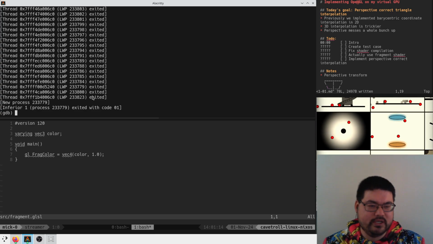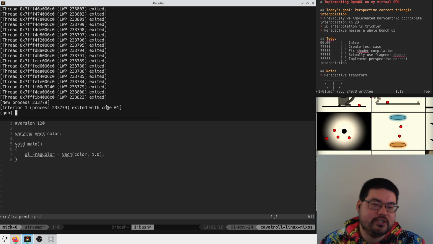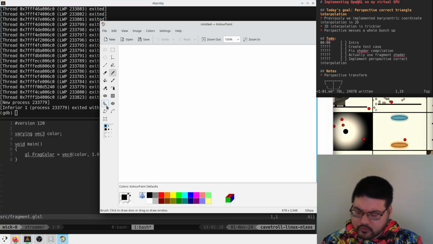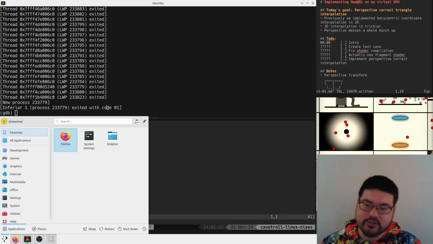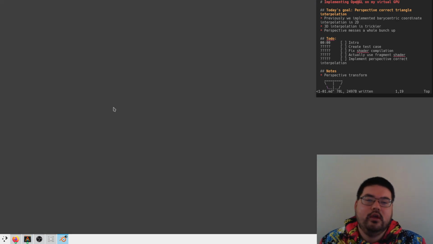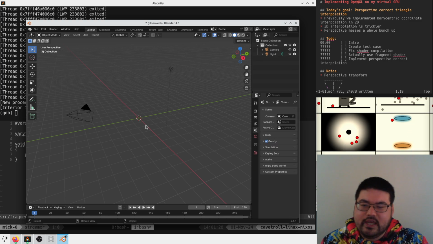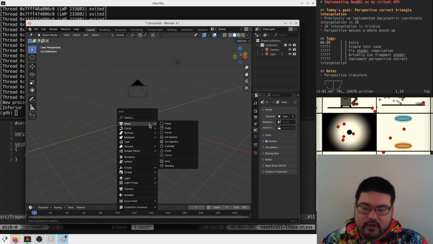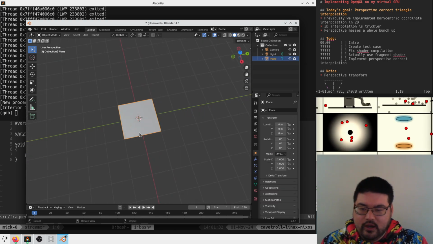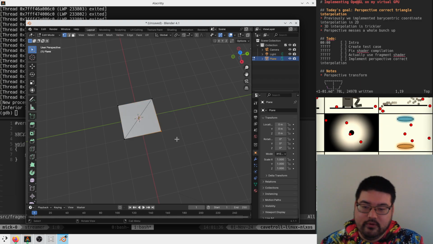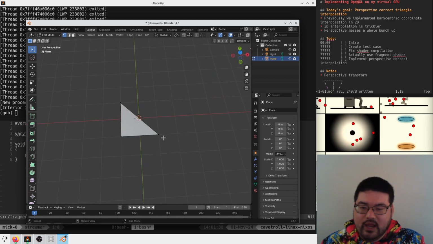But the problem with what we did yesterday is that the interpolation of those colors does not take perspective into account. So I think the easiest way to show this is going to be to open up Blender. And let's just kind of show you what I'm talking about. So let's say that you have a triangle, right? So let's make a plane, and we will cut this thing in half and then delete one of these vertices. And we have a triangle here.